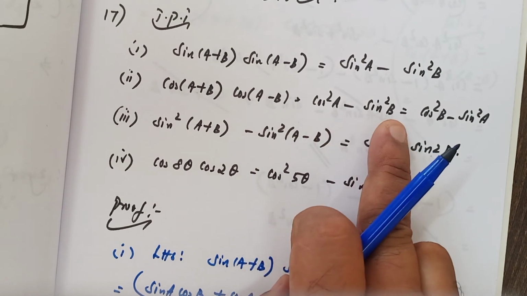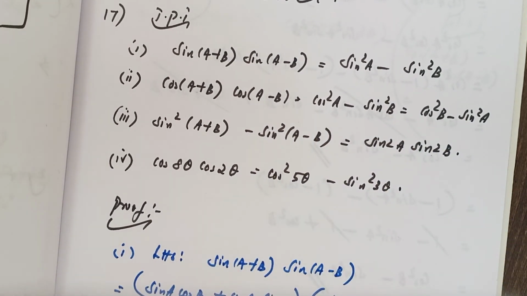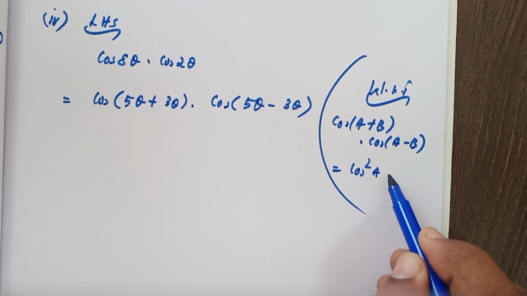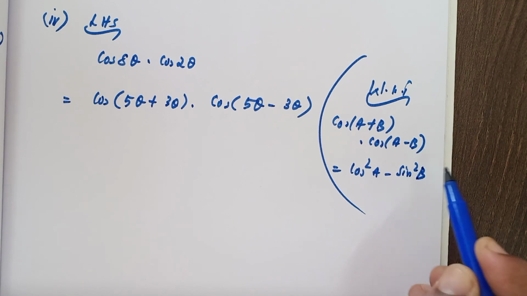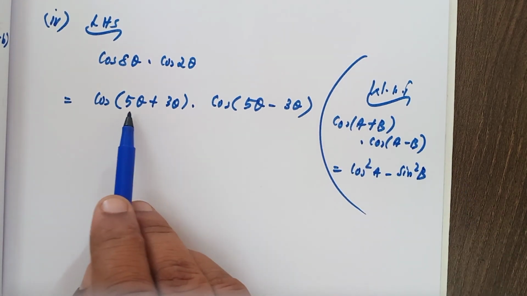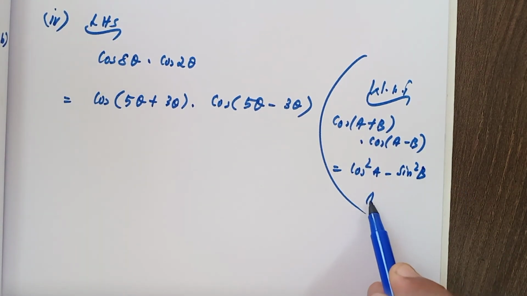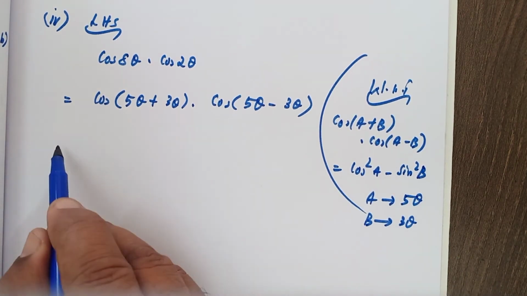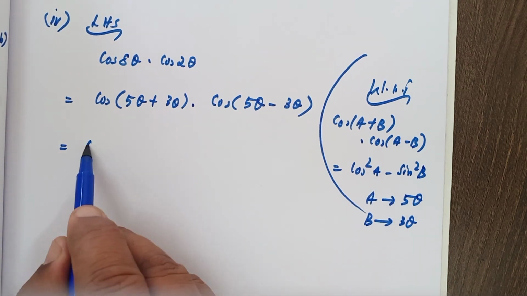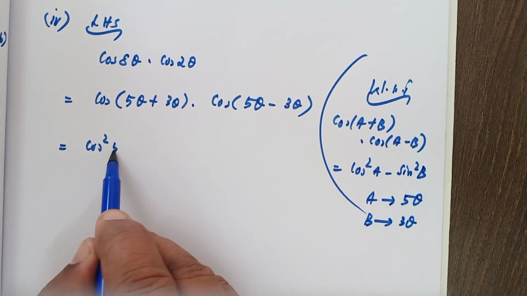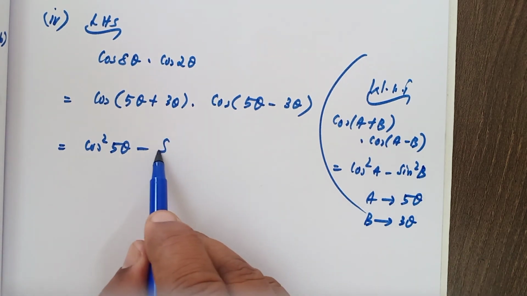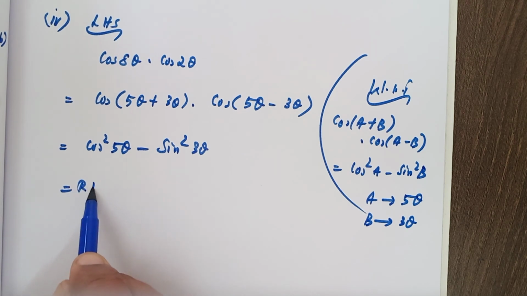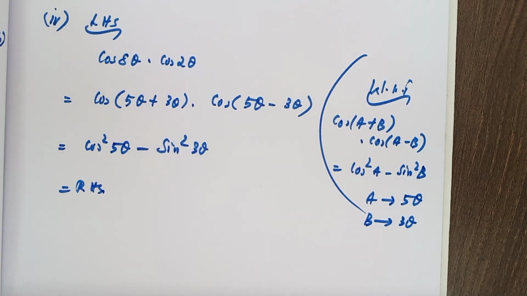Cos squared a and sin squared b. Which one is a? 5 theta. Write the formula first: cos squared a minus sin squared b equals cos of a plus b into cos of a minus b. Which one is a? 5 theta. And b, that is 3 theta. Substitute, you can get the result. Cos squared a, that is 5 theta, minus sin squared b, that is 3 theta, that is equal to RHS. Look at that, cos squared 5 theta minus sin squared 3 theta.